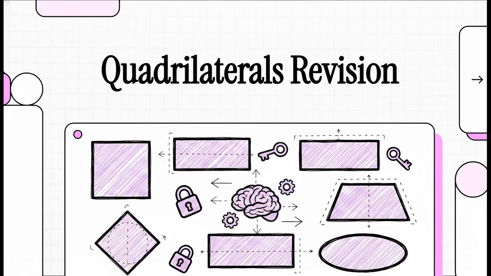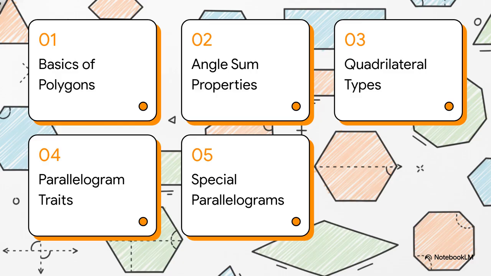If you've ever felt completely overwhelmed by all the shapes, the rules, and the endless angles in Chapter 3, Understanding Quadrilaterals, absolutely don't worry. We're going to dive right in, demystify all these concepts, and lock this geometry logic into your memory once and for all. So let's get started. Here's our quick roadmap for today. We'll start with the basics of polygons, move into angle-sum properties, break down the types of quadrilaterals, dive into the properties of parallelograms, and finally, wrap up with special parallelograms.